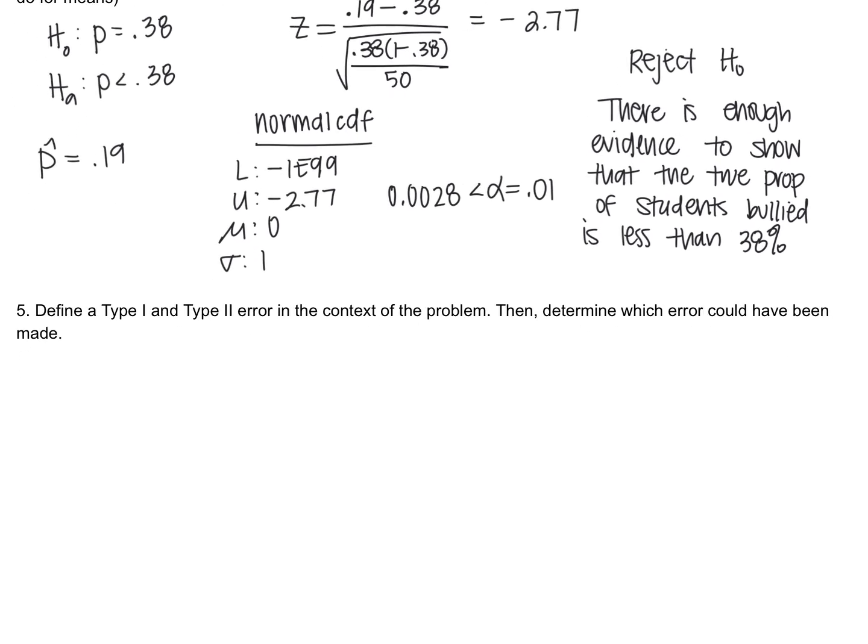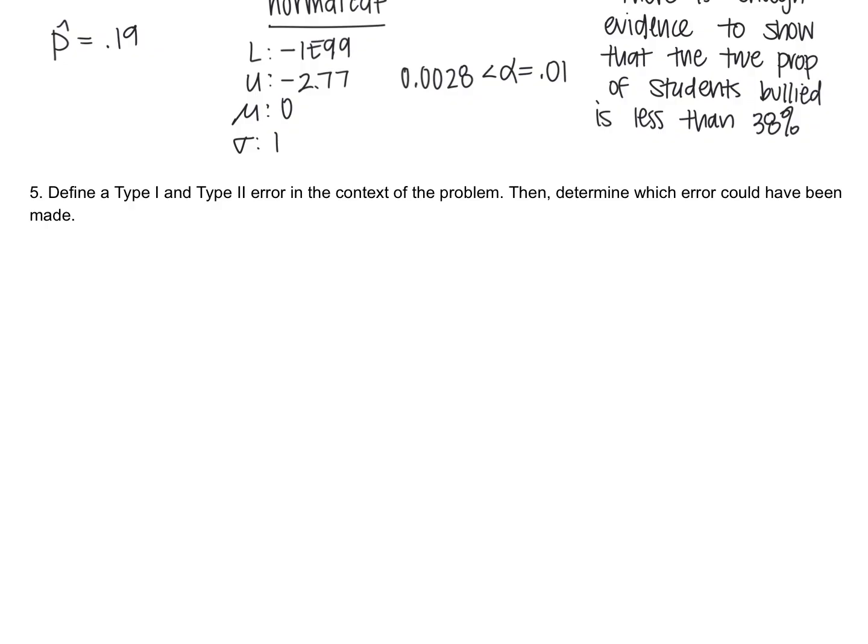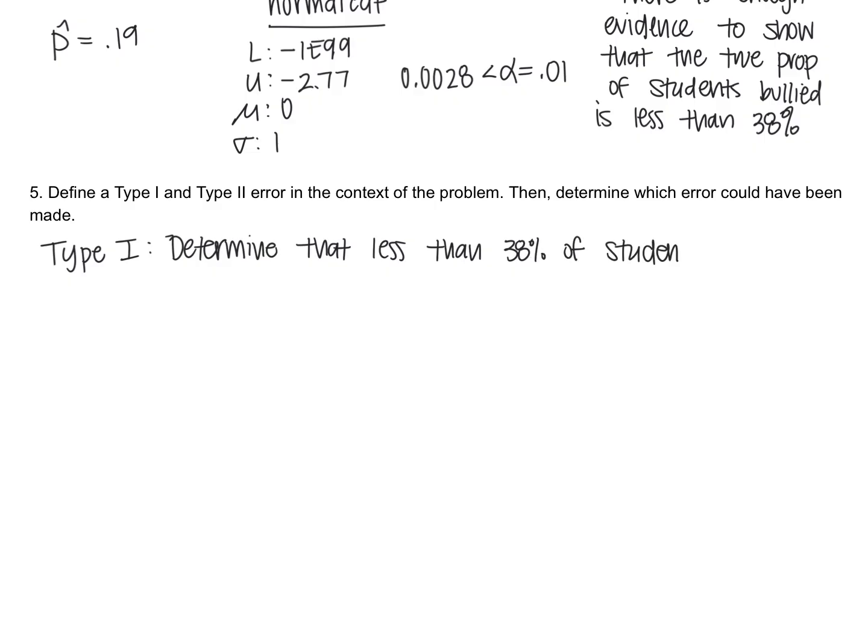Now we're going to talk about our type 1 and type 2 error in the context of our problem and then determine which error could have been made. So again, I would write this down on your sheet of notes. So type 1 error is when you reject and you should have failed to reject. So that would mean you determine that less than 38% of students are bullied when they aren't.